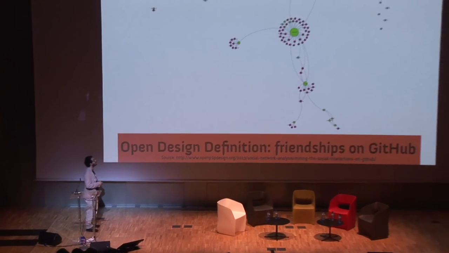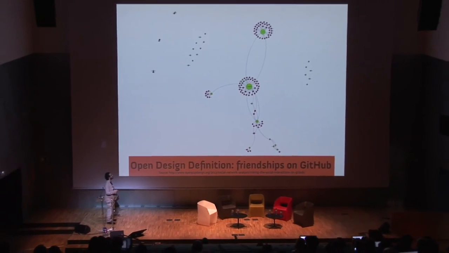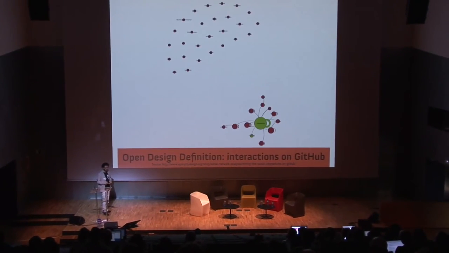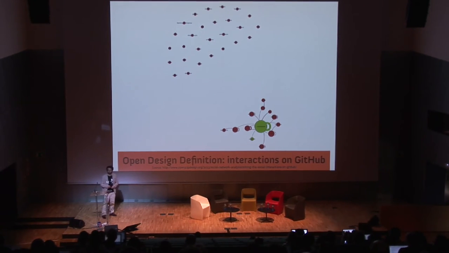So for example, we should make them more active in the platform, or we should contact all these people through these big nodes. And again, here we can have another different kind of mapping. This is about interaction in the open design definition.